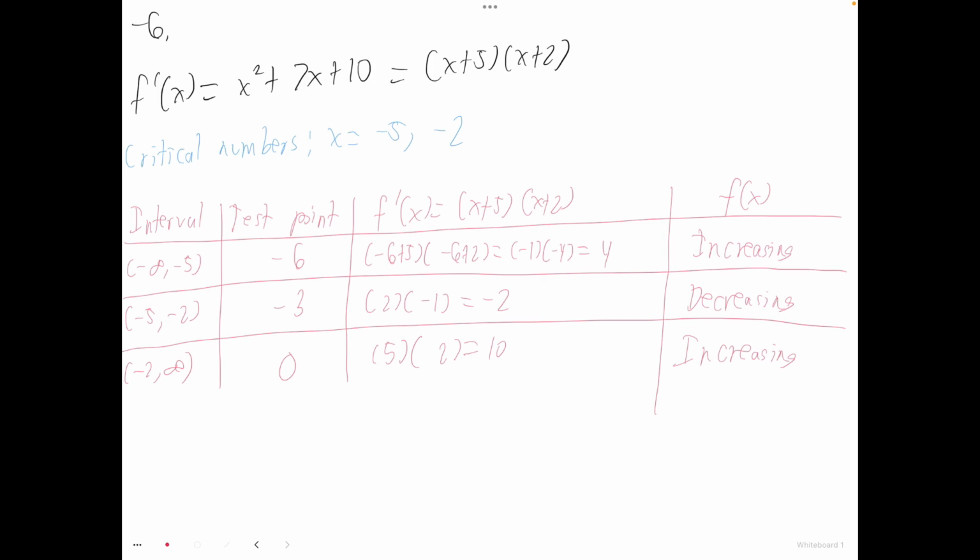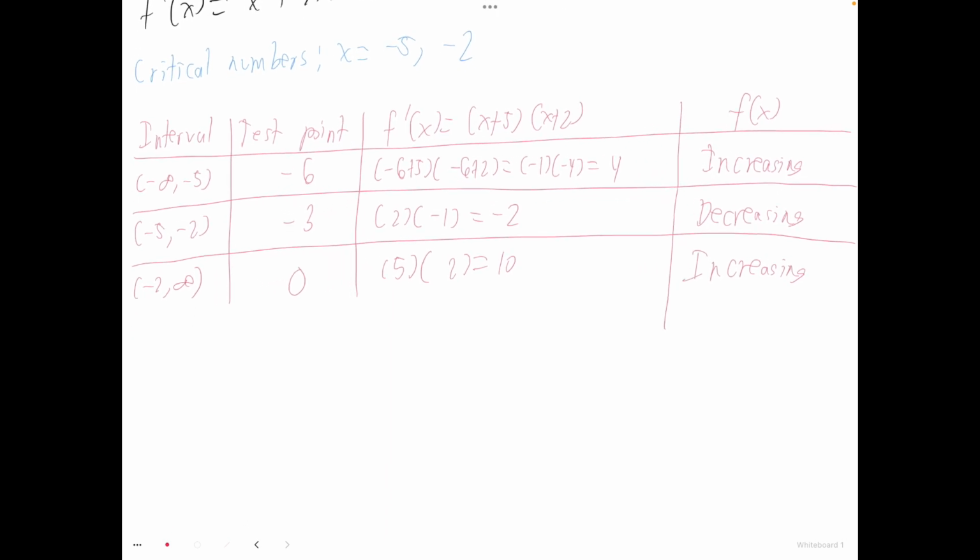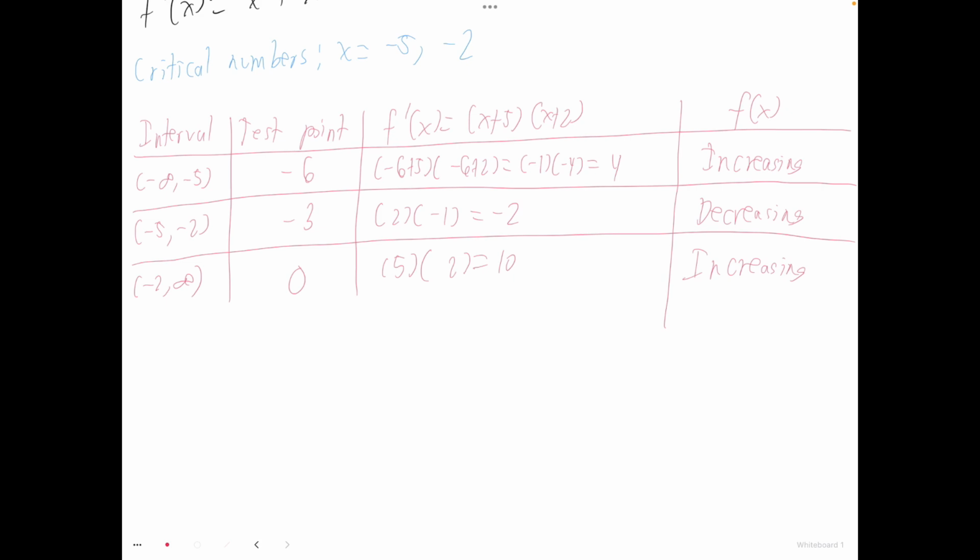And so looking through this, we can find where we have our local minimums and maximums. We went from increasing to decreasing at negative 5. So we have a local max at negative 5. Because we went from decreasing to increasing at negative 2, we have a local min at x equals negative 2.